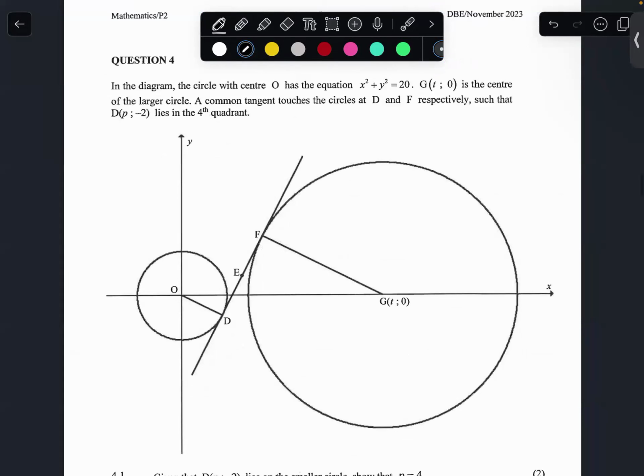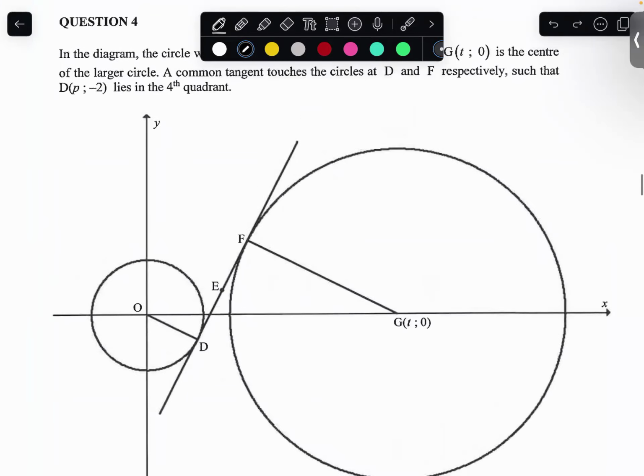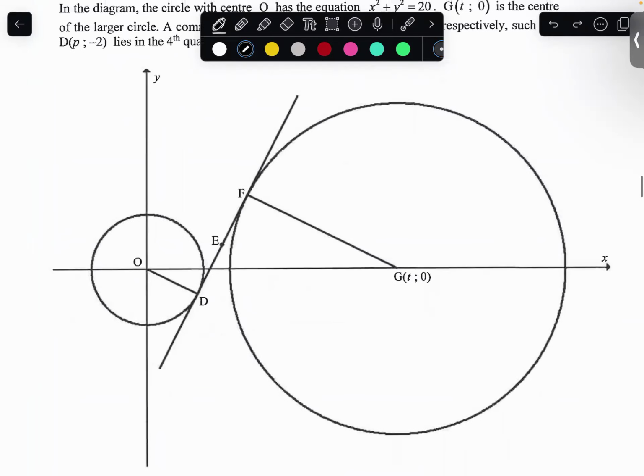Okay, question 4. In the diagram, the circle with center O has the equation x squared plus y squared is equal to 20, which automatically means that the center is at the origin when the equation is given in that form. So your center is at 0 and 0. G, which is t and 0, is the center of the larger circle. A common tangent touches the circle at D and F respectively, such that D lies in the fourth quadrant. D, which is P and minus 2.